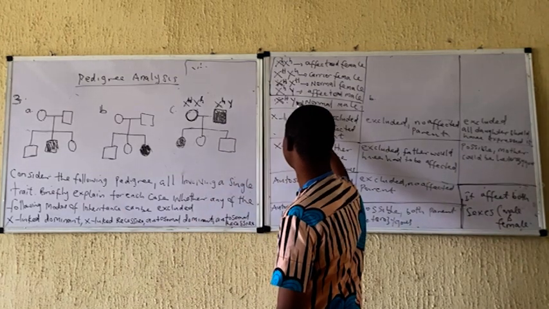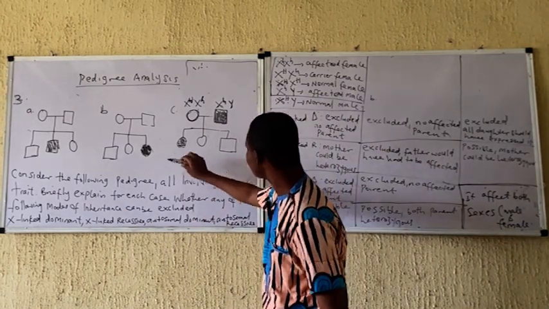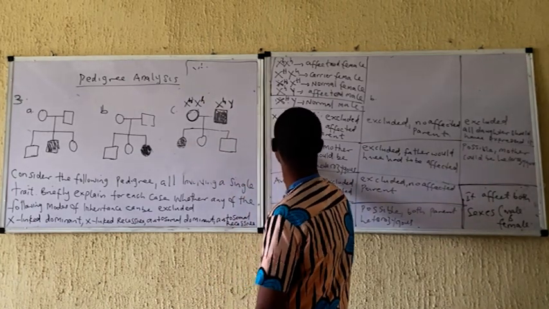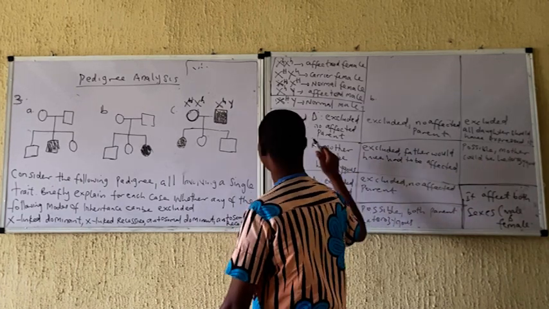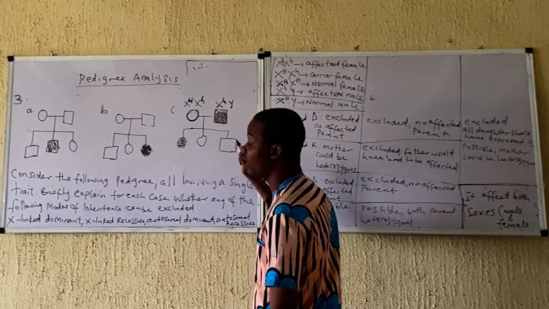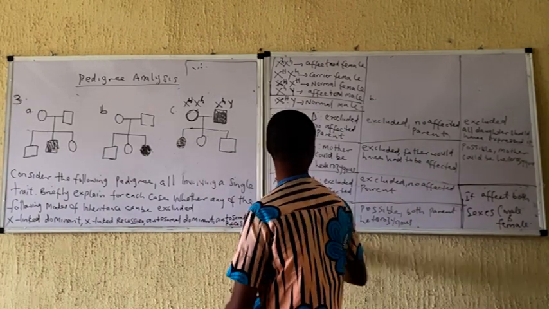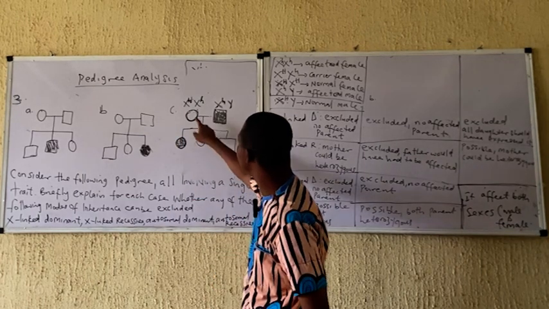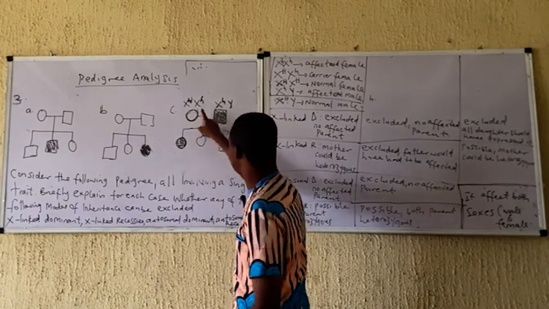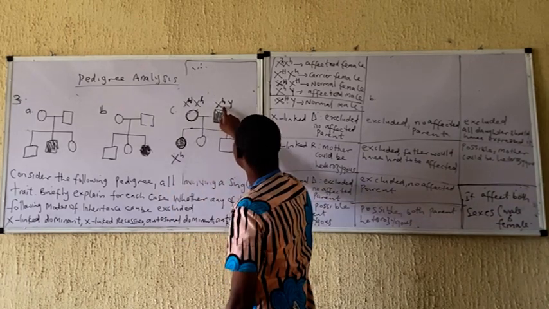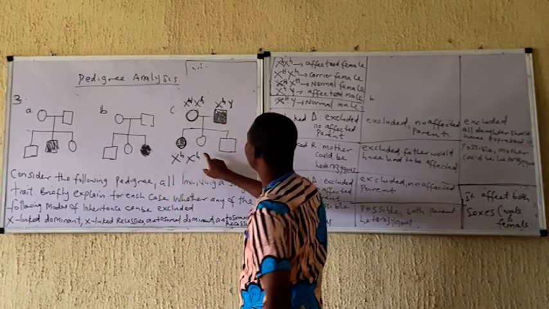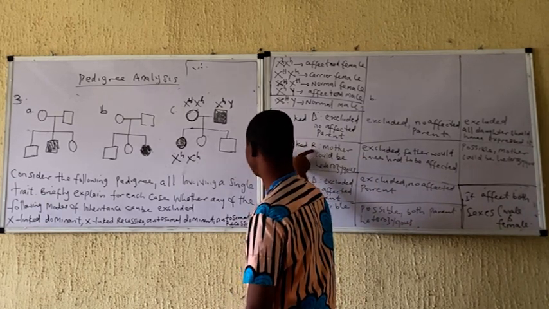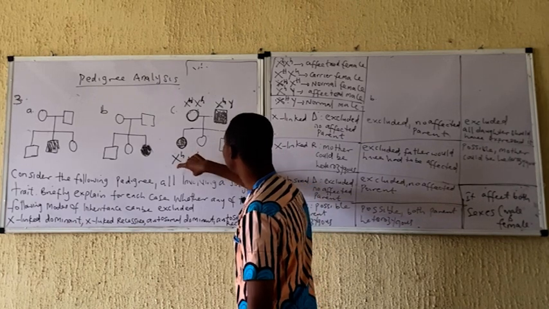Now, with this understanding, let's come back to whether this pedigree can be excluded for X-linked recessive. Definitely, it cannot be excluded, because for this one to be affected, it must have received the recessive gene from one X of the mother and another X from the father. So definitely, this is likely to be X-linked recessive.